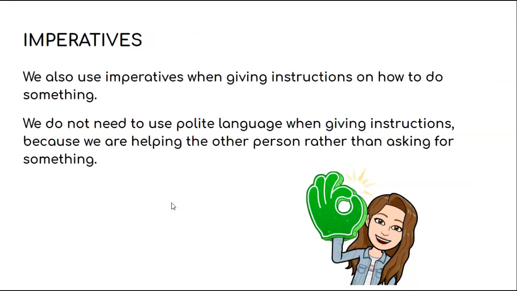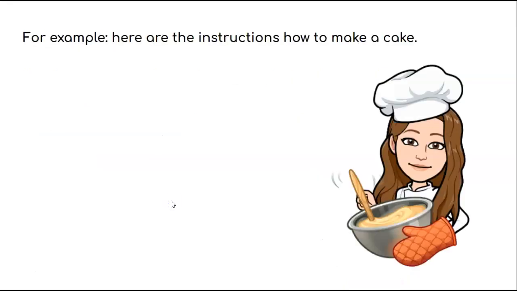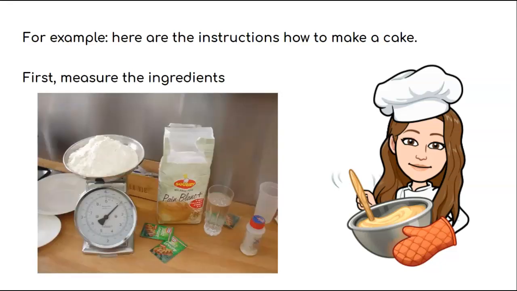We also use imperatives when giving instructions on how to do something. We do not need to use polite language when giving instructions because we are helping the other person rather than asking for something. For example, here are the instructions on how to make a cake. First, measure the ingredients.